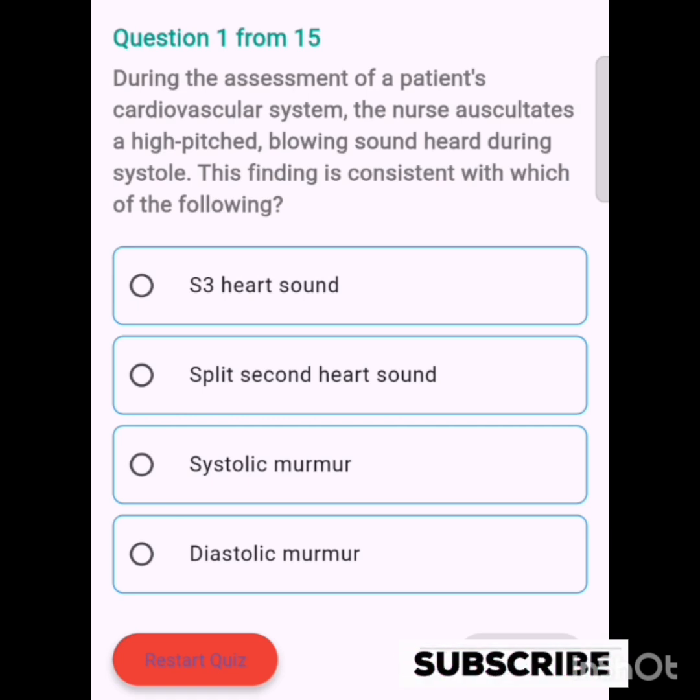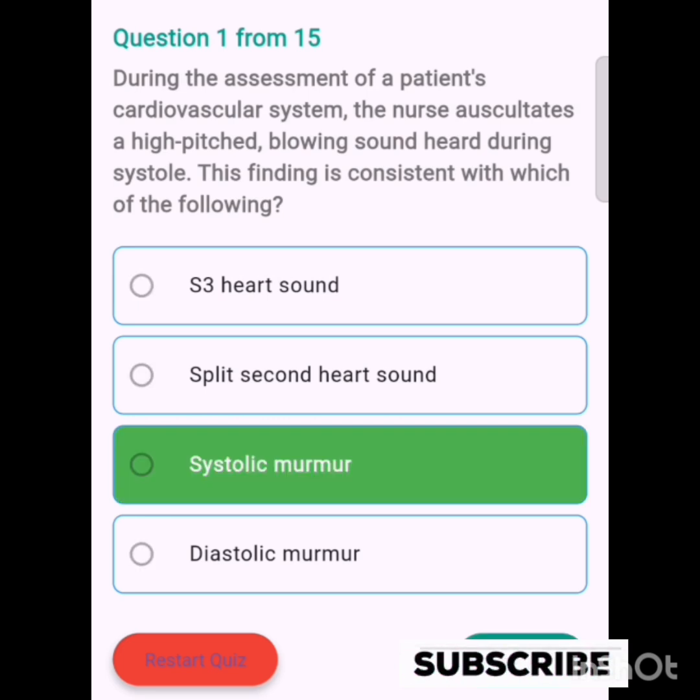Question number one: during the assessment of a patient's cardiovascular system, the nurse auscultated a high-pitched blowing sound heard during systole. This finding is consistent with which of the following? Options are S3 heart sound, split second heart sound, systolic murmur, and diastolic murmur. Here, the systolic murmur is the right answer because a high pitched blowing sound heard during systole indicates a systolic murmur. Systolic murmurs are caused by turbulent blood flow through the valve during ventricular contraction.